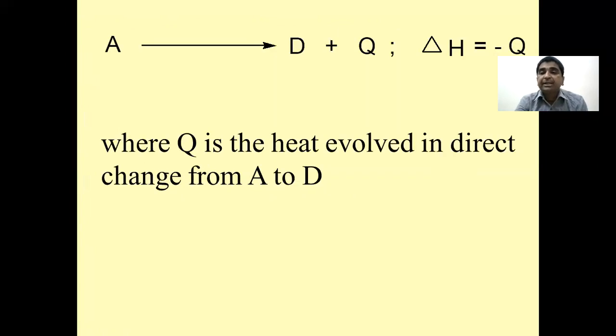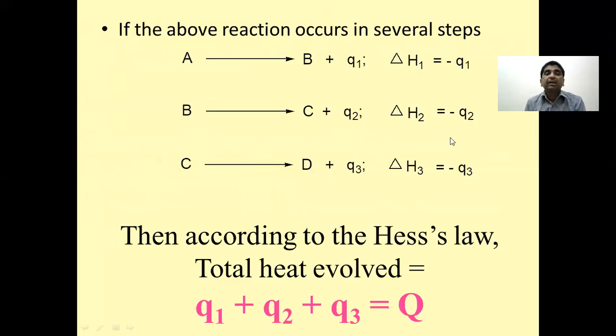And we have illustrated one example, that is conversion of A into D. If the conversion of A into D is taking place, and let us suppose Q amount of heat is liberated, so in thermochemistry we can write this thermochemical equation as A into D with the liberation of Q amount of heat, and delta H is equal to minus Q here, where Q is the amount of heat evolved in the direct change from A to D.